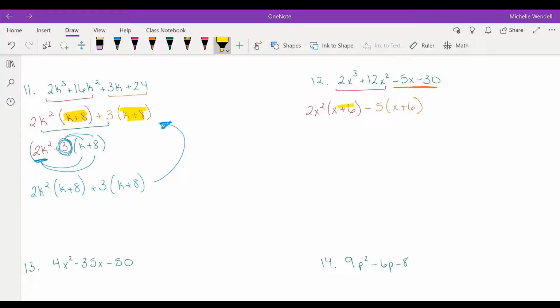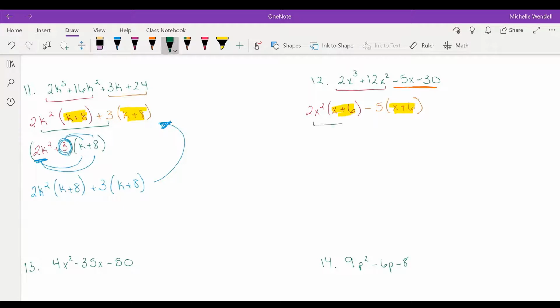Again, make sure that these two factors are the same. If you did not pull out a negative, if you had left it there, so let's say you made this a plus 5, you'd have negative x minus 6. But you'd still have the 2x squared and the x plus 6 over here. Those don't match. And so that's how you know you should probably go back, pull the negative out first, and then that way your factors match.